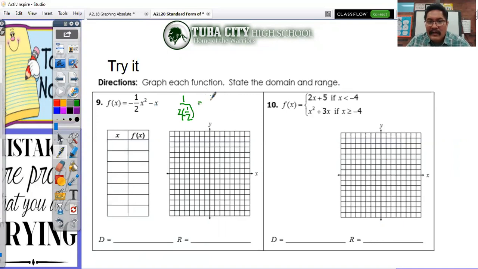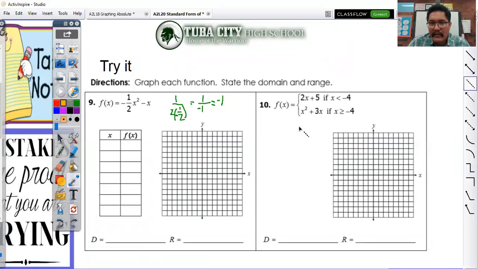All right, so 1 stays and 2 times half. So if you have 2 halves of a dollar, you would have 1. In this case, we have 1 over 1. Well, actually, in this case, it would be negative 1. So our axis of symmetry would be at negative 1.